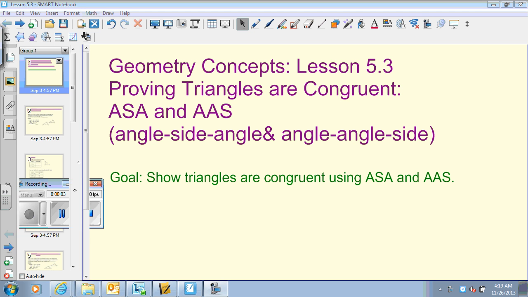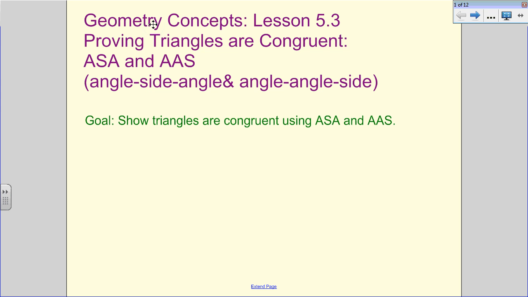Ladies and gentlemen, we are going to take a look at lesson 5.3. We're going to have two more methods for proving triangles are congruent. So with this three-sided, three-angled figure, we're going to have a number of options on how to prove that they are congruent. This time we're going to take a look at what's called ASA, angle, side, angle. And once again, we have to think of this as the side in between two angles.